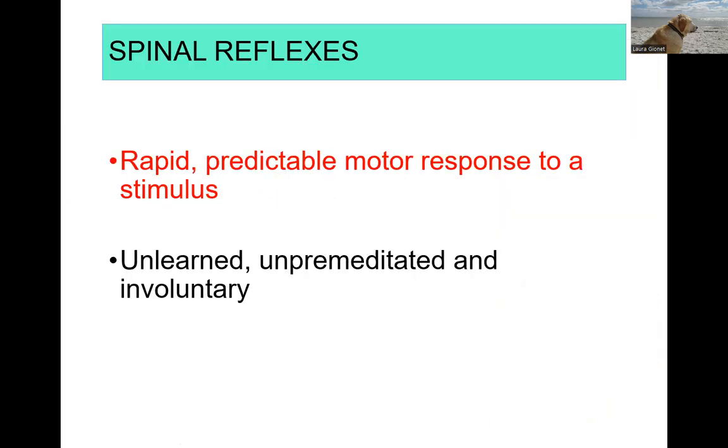Okay, spinal reflexes. Spinal reflexes are rapid, predictable motor responses to a stimulus. They are unlearned, unpremeditated, and involuntary. So what this means is that we're going to be looking at things like, if you step on something sharp, how long does it take? What is the pathway of sensing this painful stimulus, and what's the pathway for the sensory impulse to travel? What happens at the spinal cord level, and then how do we finally contract the muscles that we need to contract to pick your foot up so you stop stepping on something sharp.